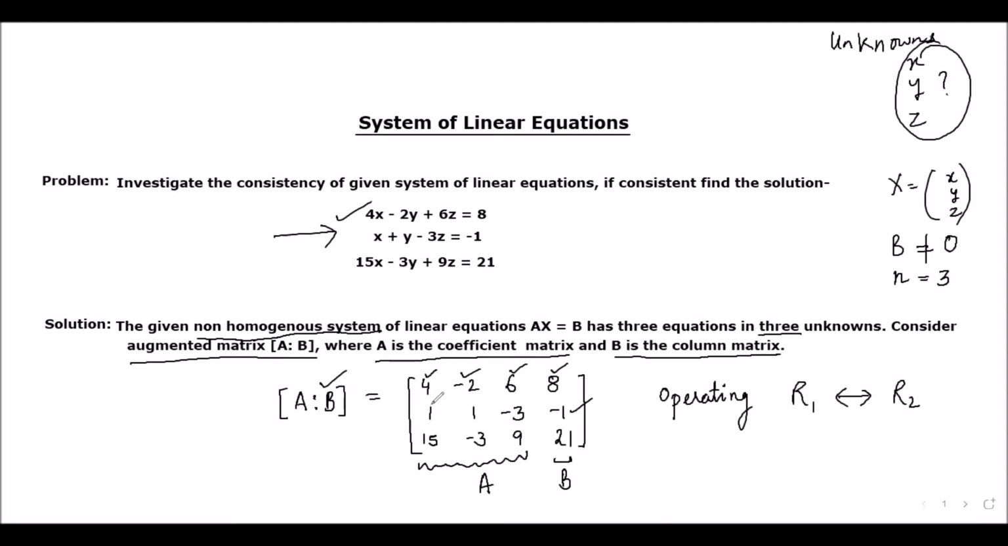Now see, here we have 1. Let us bring this 1 to this position, and for that we will apply this elementary row transformation. What we are doing here is interchanging the first and second rows. We are exchanging these first and second rows.